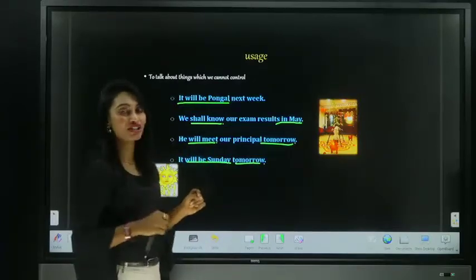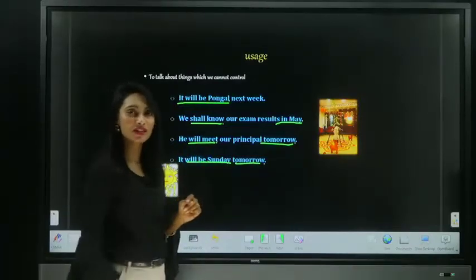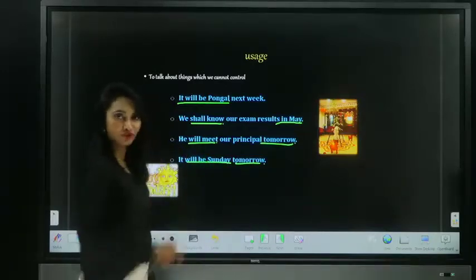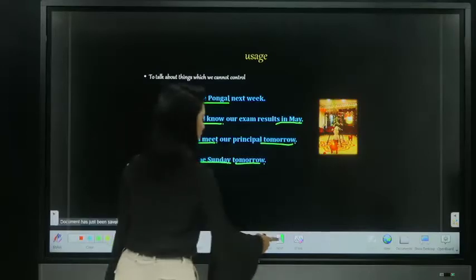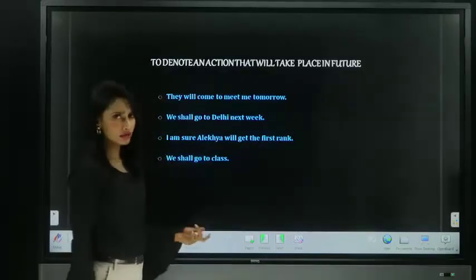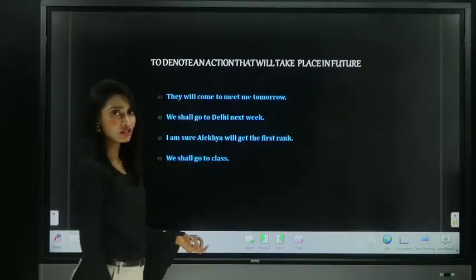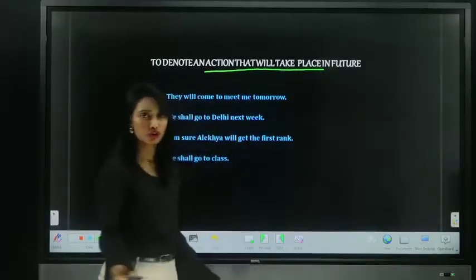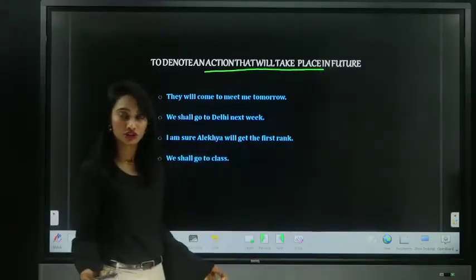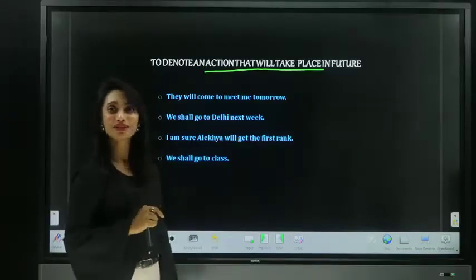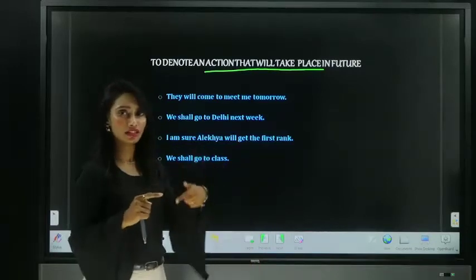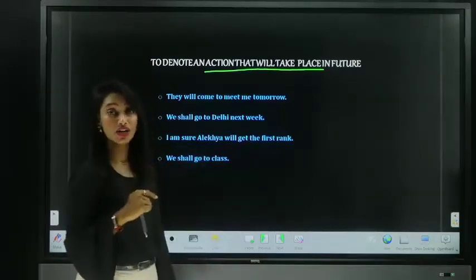Such future actions which we cannot control must be represented in simple future tense only. That's our first usage. Moving on to the second usage, this is the normal usage of future tense, that is to denote the action that will take place in the future. That is simple future usage. But remember, time indicator. Time indicator, either directly or implicit way, we must mention for that.